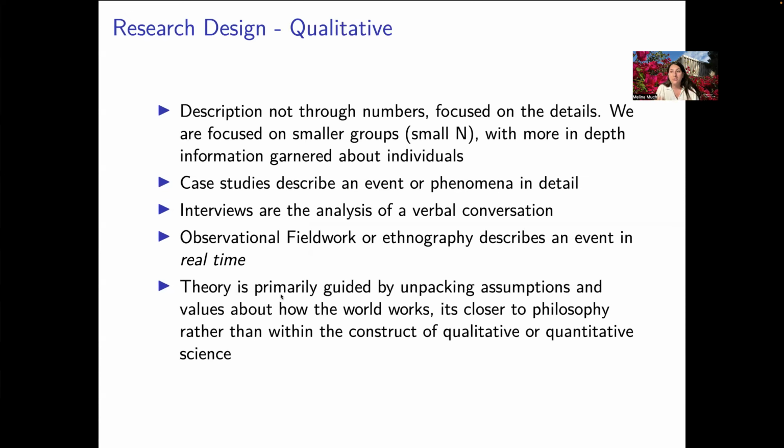There's also this other vein of collecting evidence and garnering truths about the world that is called qualitative research, right? And so instead of looking at numbers and aggregating across other groups, we're looking at a small group of people or events, and we're focused on the details, right? So instead of aggregating across groups, we're looking at details about an observed event or group of people, right?